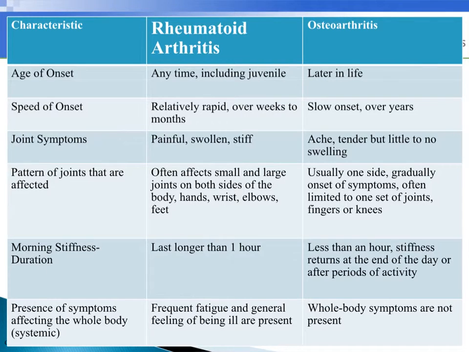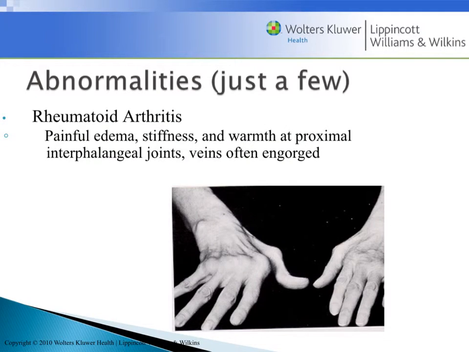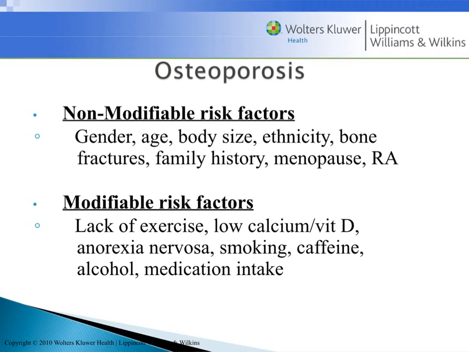Here's just a chart I want you to review on the differences between rheumatoid arthritis and osteoarthritis and what some of the symptoms are for each. Abnormalities, again, here's a picture of rheumatoid arthritis. Typically it's in both hands, in both joints.